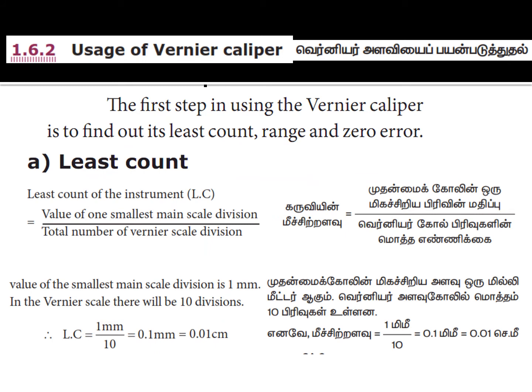Use of vernier caliper. The first step in using the vernier caliper is to find out its least count, range and zero error. Least count: the least count of the instrument is equal to the value of one main scale division divided by the total number of vernier scale divisions. The main scale division will be in centimeter, further divided into millimeter. The value of the smallest main scale division is 1 millimeter. In the vernier scale, there will be 10 divisions. Therefore, least count is equal to 1 millimeter divided by 10, which is equal to 0.1 millimeter, which is equal to 0.01 centimeter.